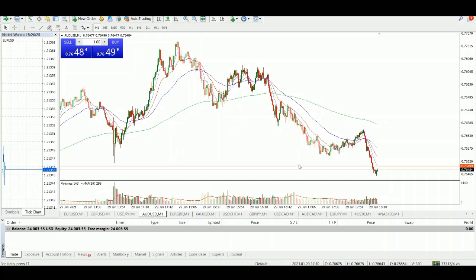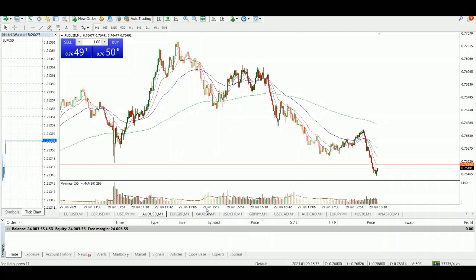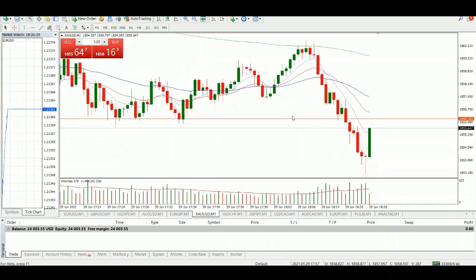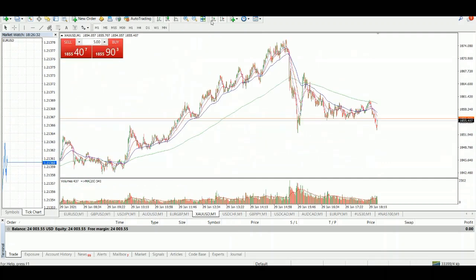Then, in the metals, of course, XAU dollar is the best metal, and you will apply the same approach. In XAU dollar, you have lots of opportunity. Just take a look at this uptrend made today.